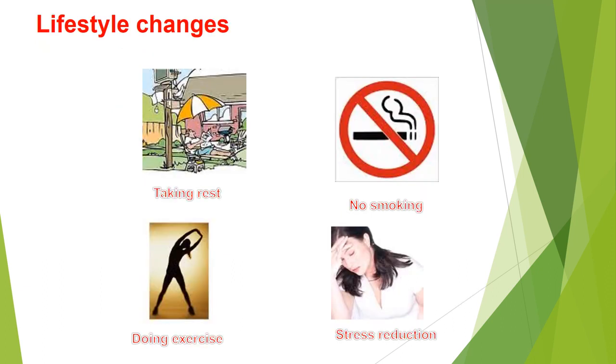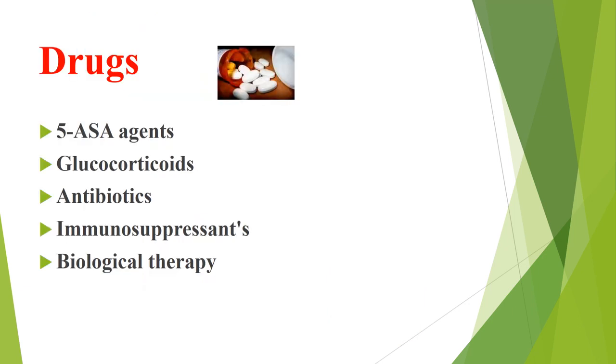Lifestyle modification: taking rest, no smoking, stress reduction, and doing regular exercise. Drugs, the common treatment used for inflammatory bowel disease, ulcerative colitis, and Crohn's disease. We have 5-aminosalicylic acid agents. A common example is salazopyrin. It can be given orally, or it can be given as an enema.